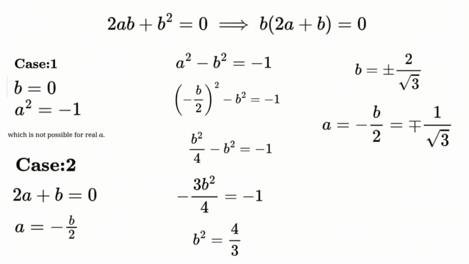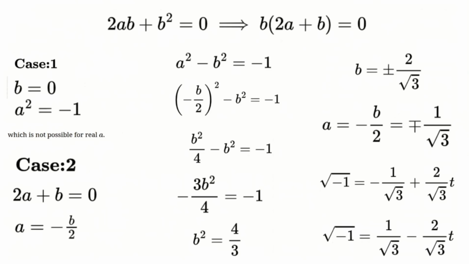Thus, we find that I can be written in terms of t as I equals negative 1 over the square root of 3 plus 2 over the square root of 3 times t, or I equals 1 over the square root of 3 minus 2 over the square root of 3 times t. This means the imaginary unit I from the complex system can be written entirely in terms of the Mokabic unit t, using real coefficients. That's a powerful result.